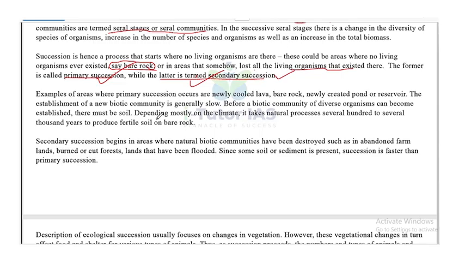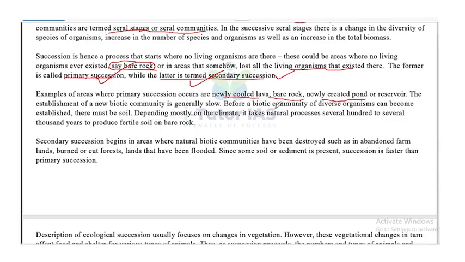Examples of areas where primary succession occurs are newly cooled lava, a bare rock, a newly created pond or reservoir. So these are all examples of areas where primary succession will take place. Primary succession is the succession that takes place in an area where no organism existed before. The establishment of a new biotic community is generally slow.